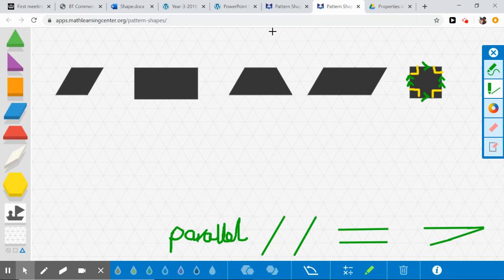Let's jump over to the rectangle. Rectangle is very similar to the square because a rectangle also has four right angles.